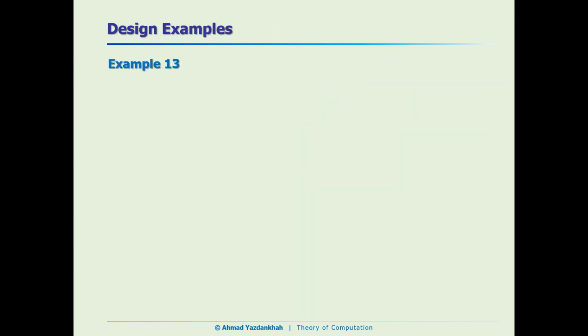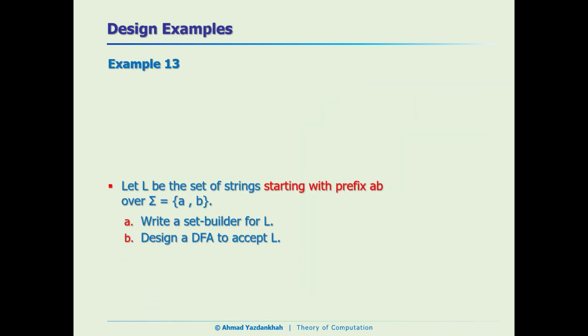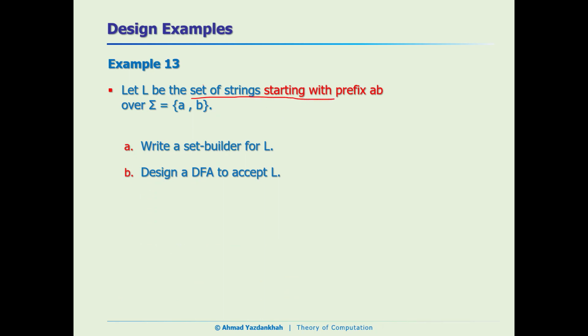Let's take another design example. The set of strings starting with prefix AB over sigma. So all of the strings should start with AB. After the AB, it can be anything. Okay, so the example asks us to write a set builder for that and design a DFA for that.